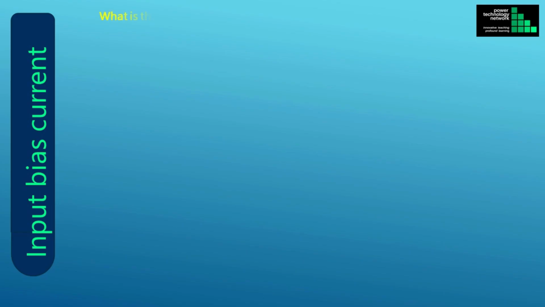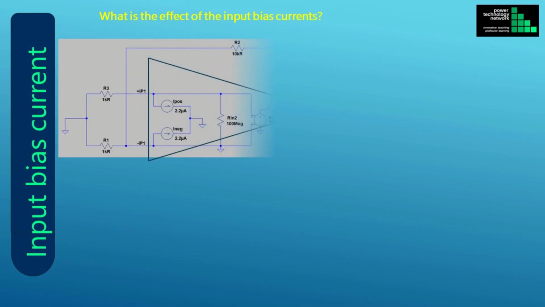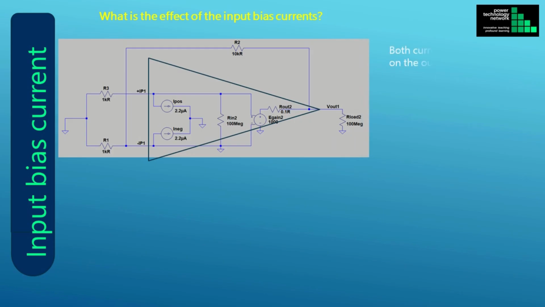In this slide, we explore what the effect of the input bias currents are. Let's assume that the resistances in the circuit are represented by R1, R2 and R3. For the sake of this example, let's assume that the input is shorted on the left of R1 and R3, as shown in the schematic. In other words, there is no input signal to the op amp. As we shall see, both of the bias currents have an effect on the output voltage of the op amp.